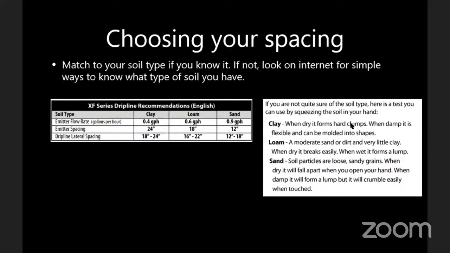Loam, when it is dry, is going to be a clump that breaks apart very easily. And when it's wet, it forms a lump, and you can feel a significant amount of grit in it. True sand, the soil particles are loose and sandy. And sandy soil is usually not like beach sand. I mean, there are some smaller particles, but when it's dry and you dig it up, it's really going to want to fall apart in your hand. And when it's damp, it's going to form a lump. You can make a ball, but if you squeeze it with your hand, it's really still going to crumble and fall apart. That's just a general guideline.